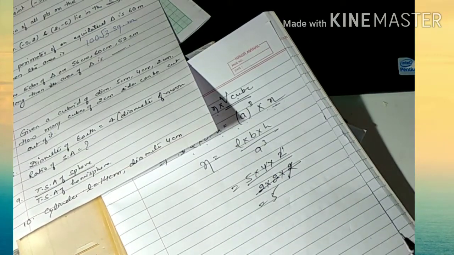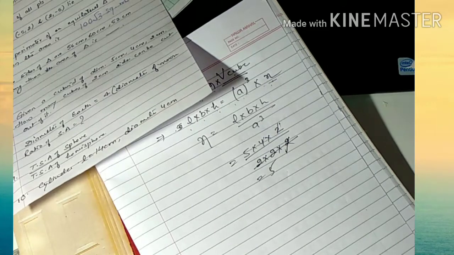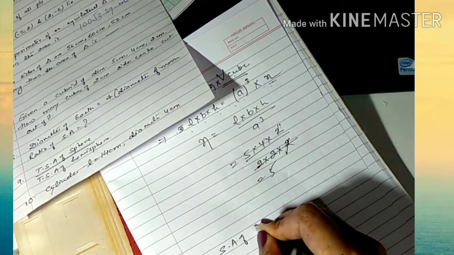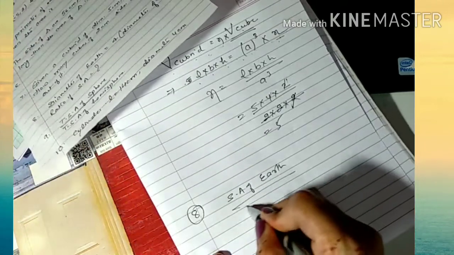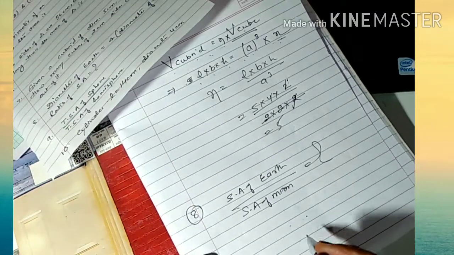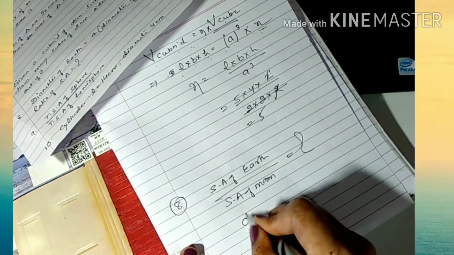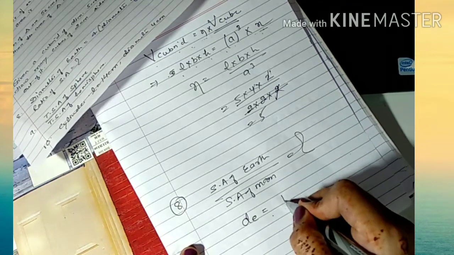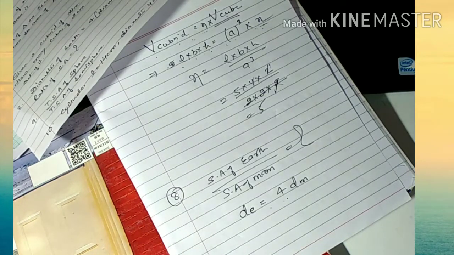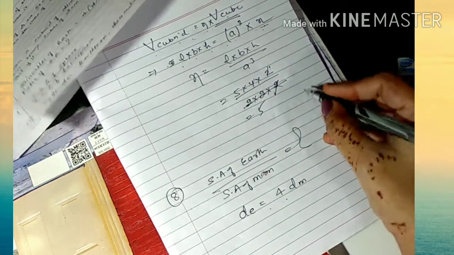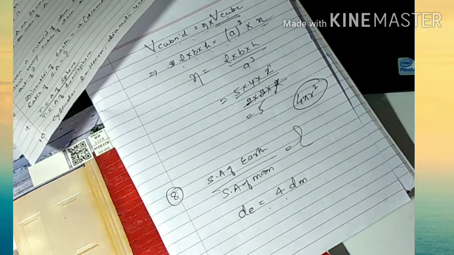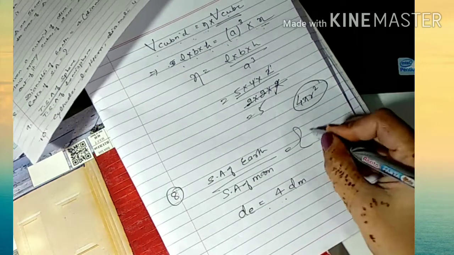Now question number 8. The diameter of the earth is 4 times diameter of moon. Hai na? Aur nikalna kya tha? Surface area of earth upon surface area of moon. This we have to find out. And what was given to us? Diameter of earth is equal to 4 times diameter of moon. Now what is the surface area of a sphere? Earth is a sphere. To surface area kya hota hai? 4 pi r square.